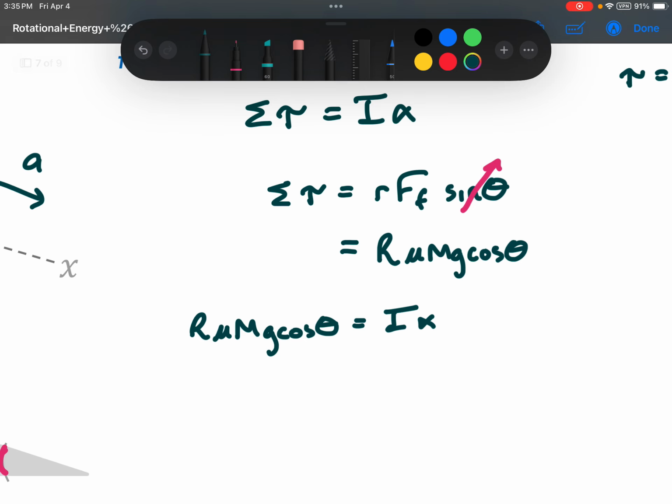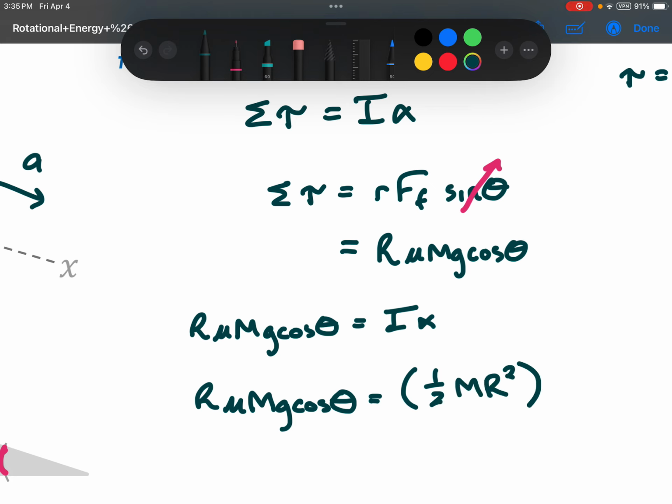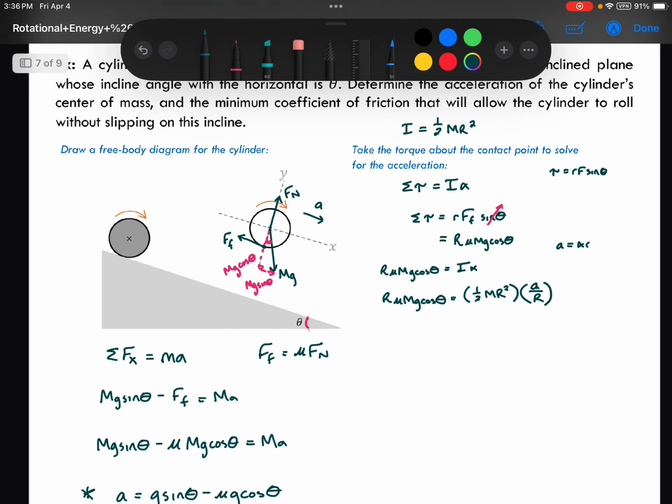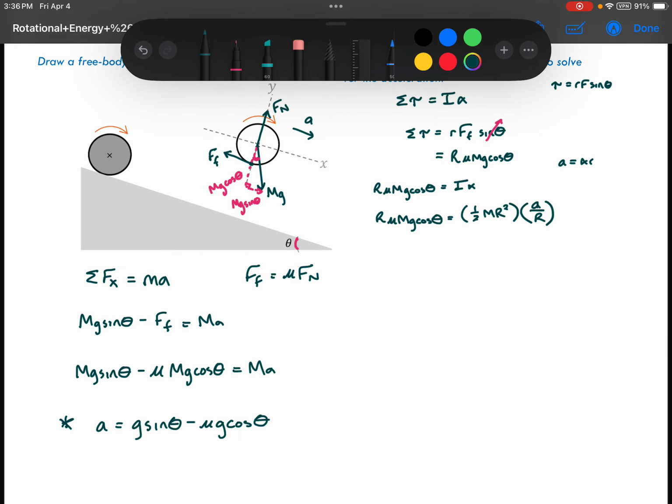And then we can put in I as 1/2 mr squared. So R mu mg cos theta is 1/2 mr squared. And then alpha, what's going to be handy for us here is to put in our linear acceleration. A is alpha r, so alpha is A over r. And so we're going to go ahead and make that substitution in because we have an expression for our linear acceleration.